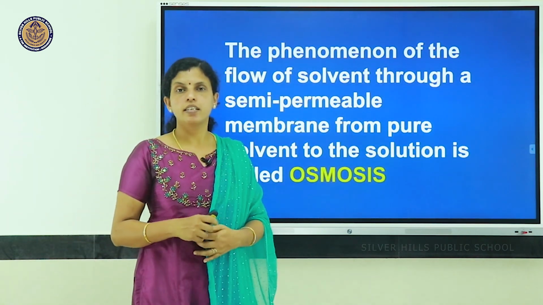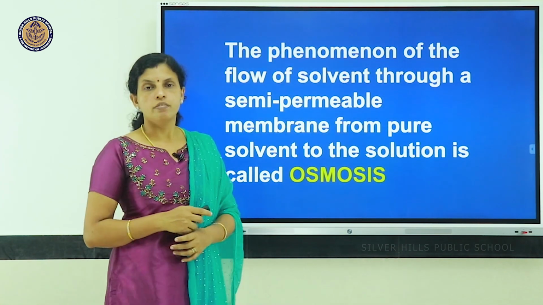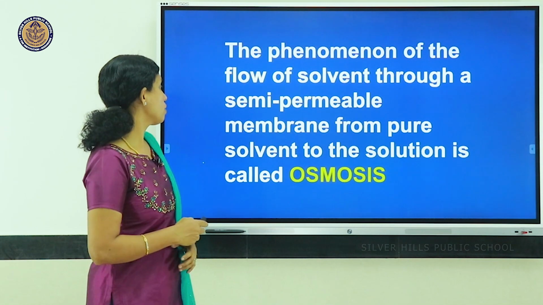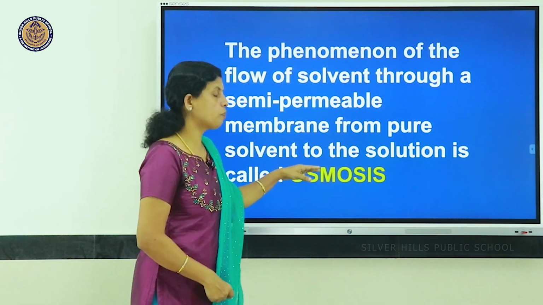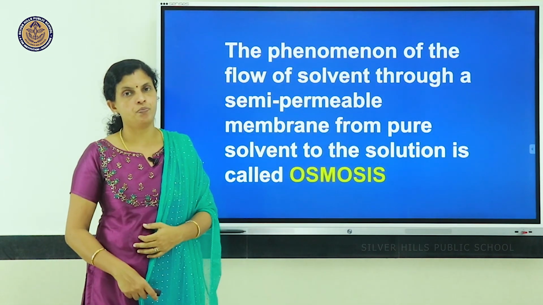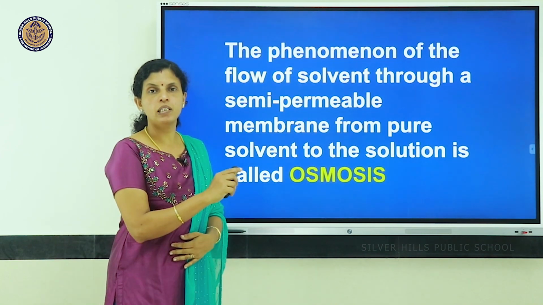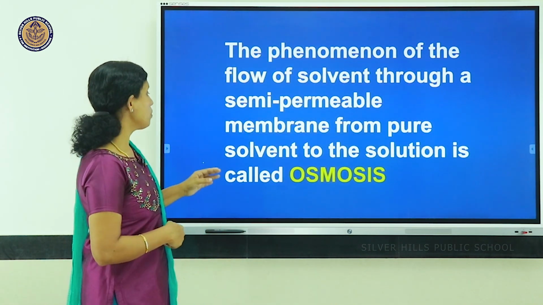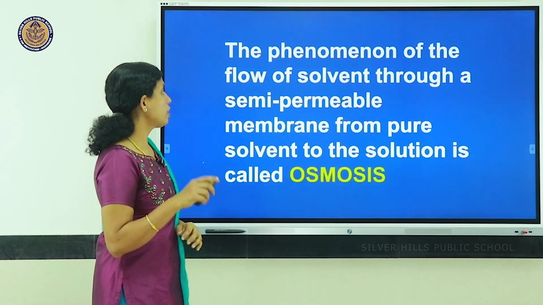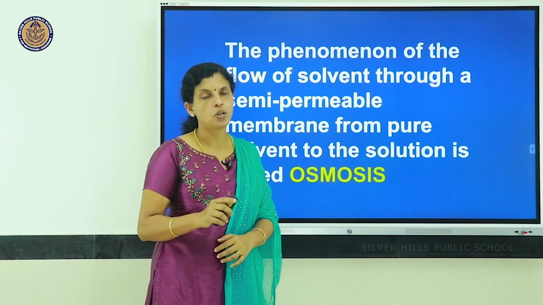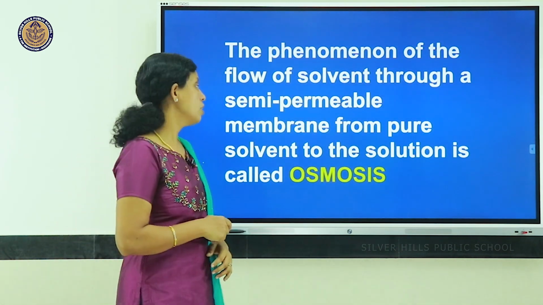So, the detailed definition of osmosis is the phenomenon of flow of solvent through a semi-permeable membrane from pure solvent to the solution. So, three points. It should occur through a semi-permeable membrane. Second, from pure solvent to the solution. And third, it is the movement of solvent molecules. This phenomenon is called osmosis.